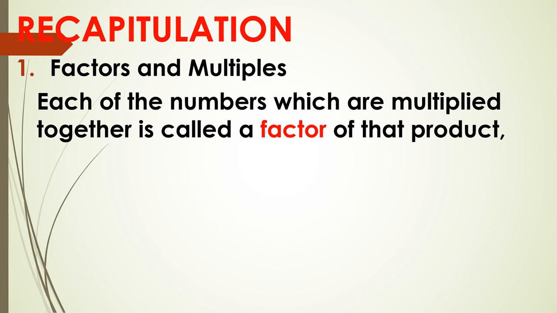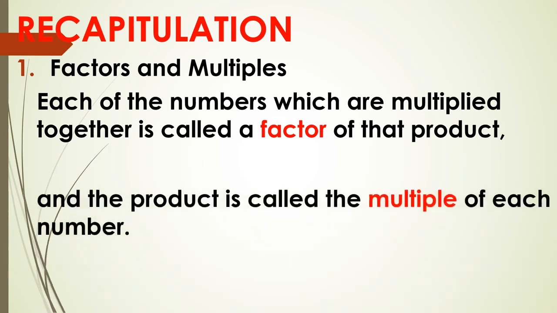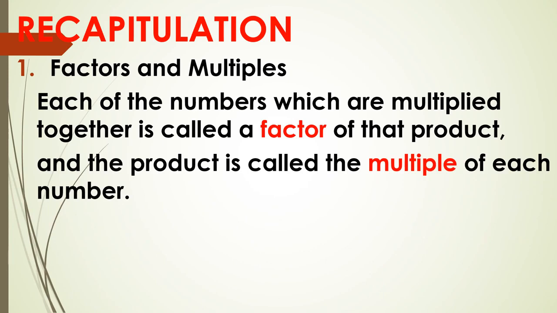See, 3 multiplied by 4 is 12. So here we are multiplying two numbers, 3 and 4. So these two numbers are called the factors of 12. Okay, and the product is called the multiple of each number. Product means the result of multiplication. So this is 12. So 12 is called the multiple of 3 and 4. 3 and 4 are the factors and 12 is the multiple. Okay.